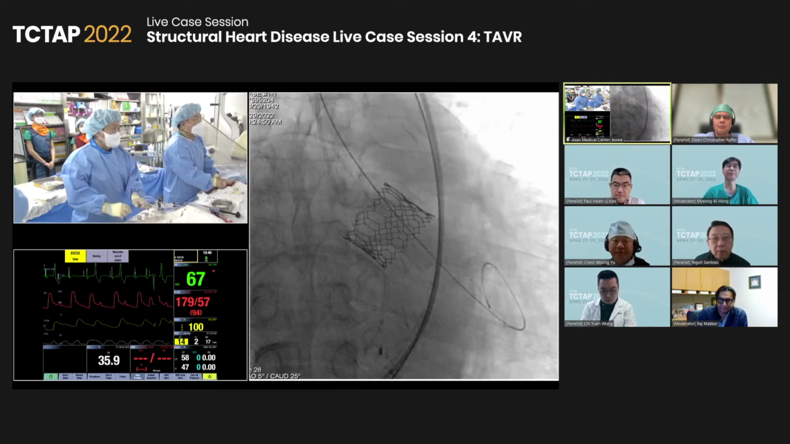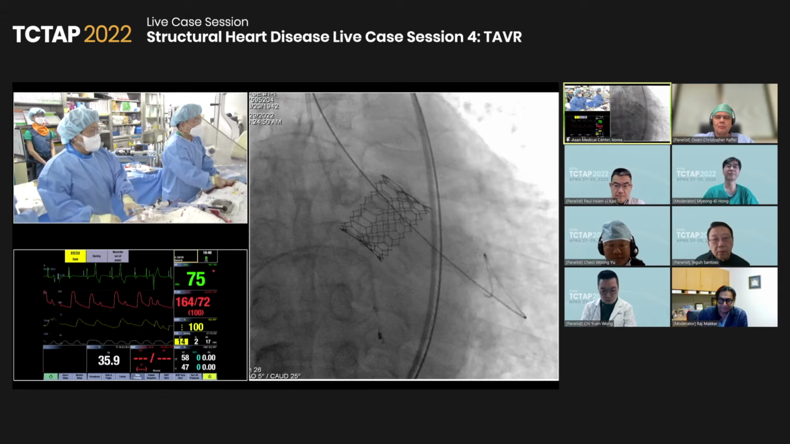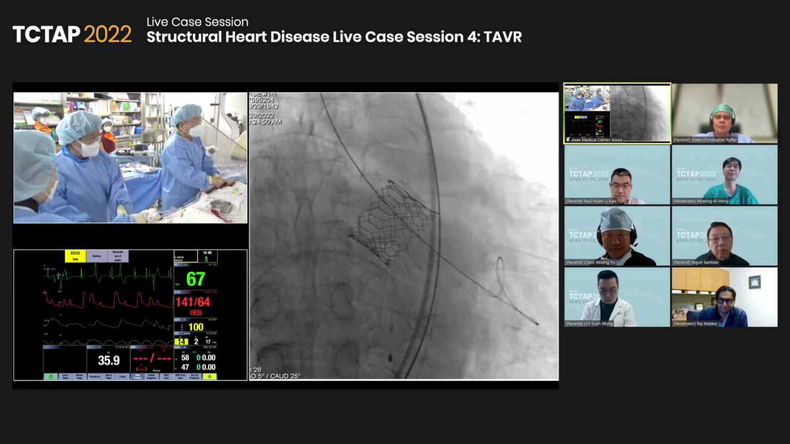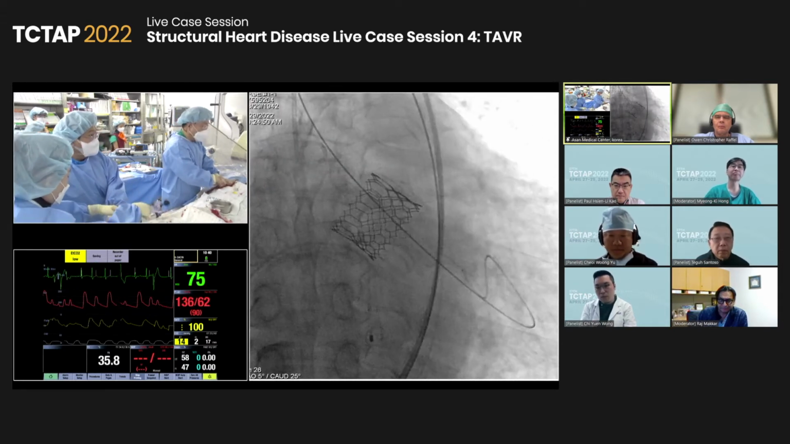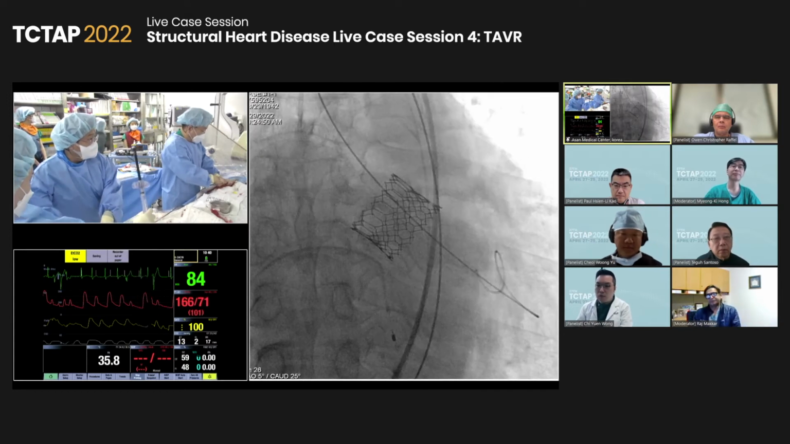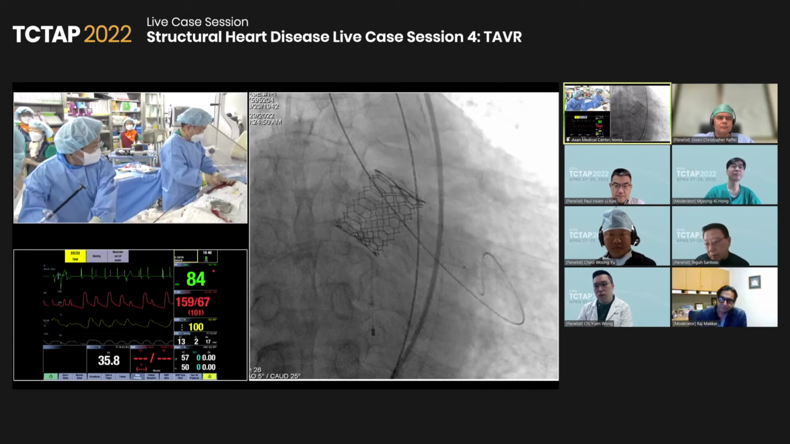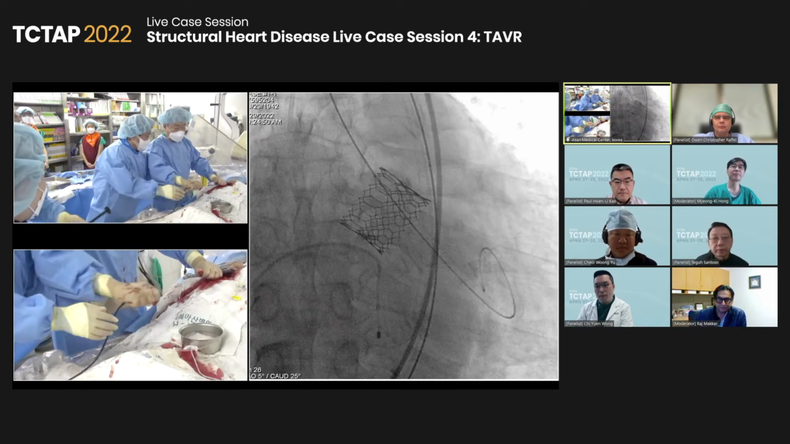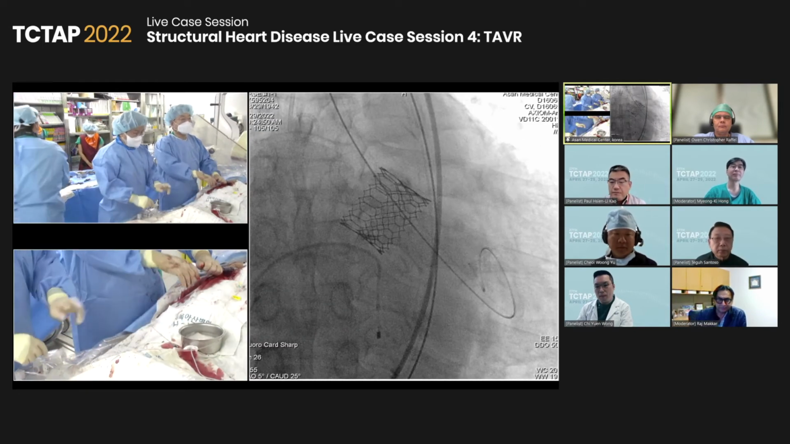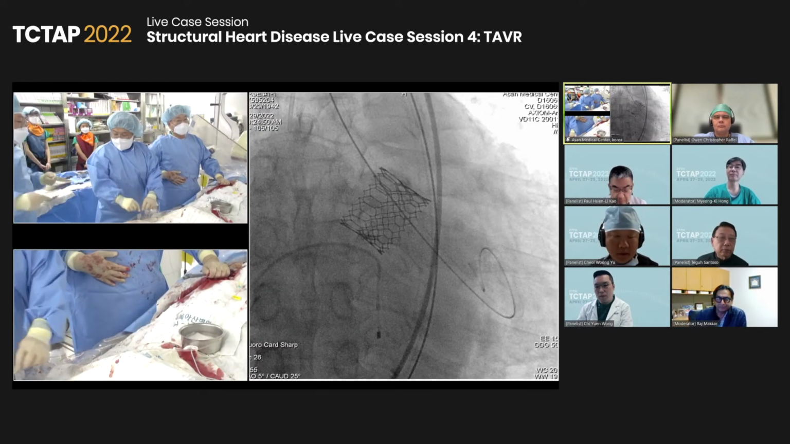Anyways, I'm gonna move the device and show you the pressure, simultaneous pressure monitoring. Maybe we can measure the AR index too. All right, great. Picture. Okay.